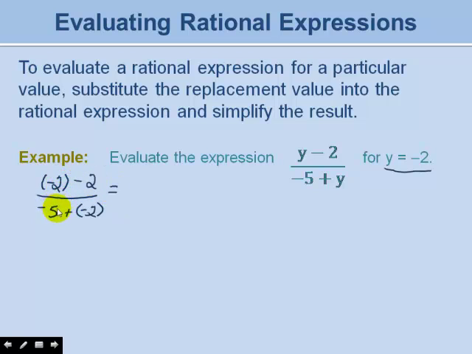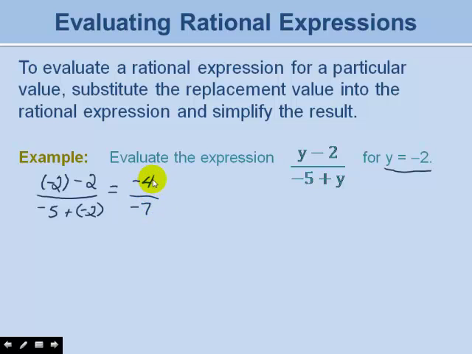And remember, when you're doing this, you have to think about order of operations, and that tells us that we have to work through everything in the numerator and through everything in the denominator first before we can do any kind of division or canceling between the numerator and the denominator. So first let's look at the numerator. We have negative 2 minus 2. That would give us negative 4. In the denominator we have negative 5 plus negative 2, which would give us negative 7.